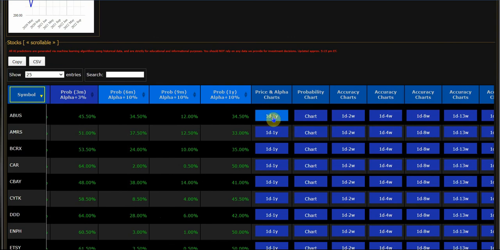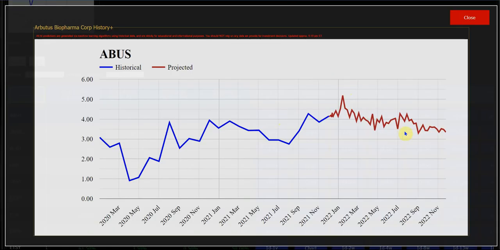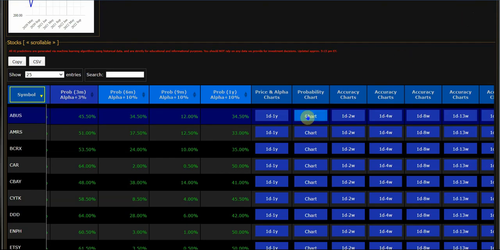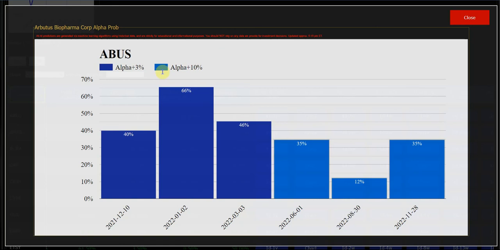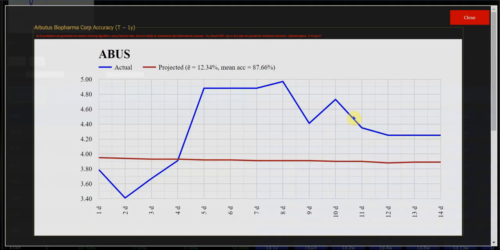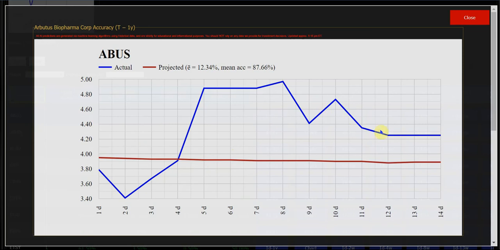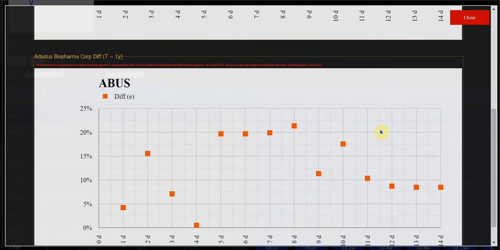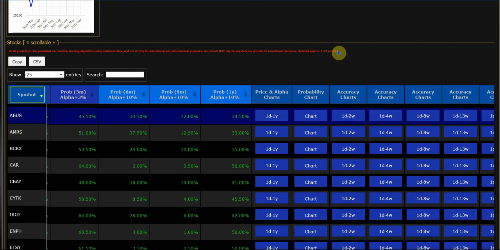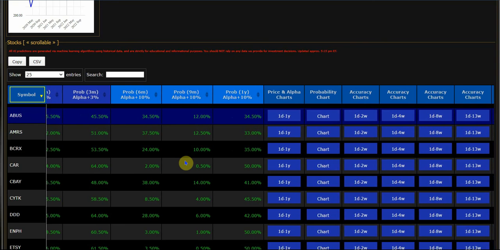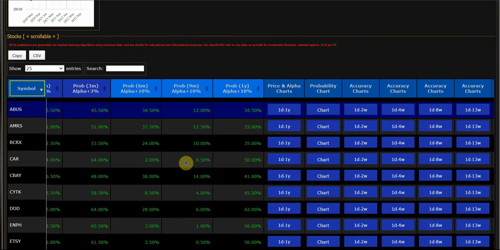There are then charts, and you can actually see the price predictions going out. Blue is historical, red is projected. You can also see the probability chart of generating either 3% or greater or 10% or greater. And then you can also see the historical accuracy charts of how accurate the projections have been against the actual prices. And you'll find that for some stocks it may not be that accurate, you'll fall into 80, 85, 90%. But for some stocks you will find it to be very, very accurate.